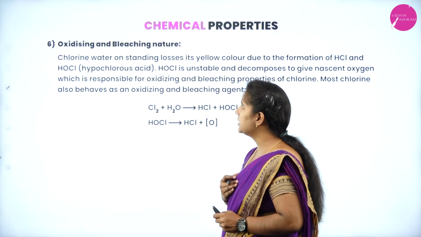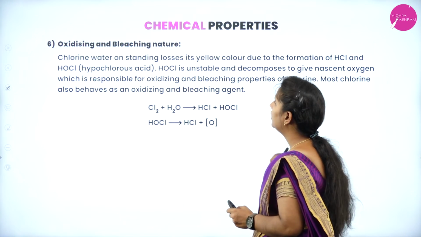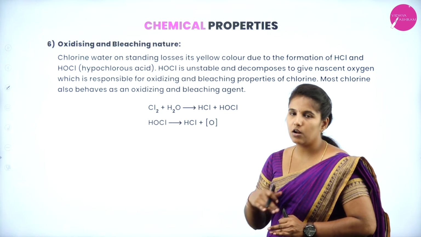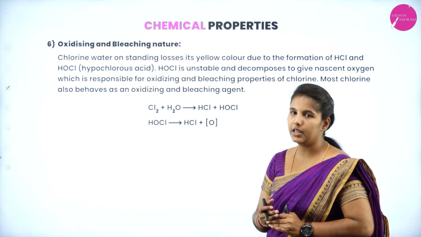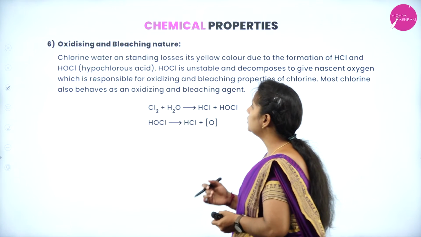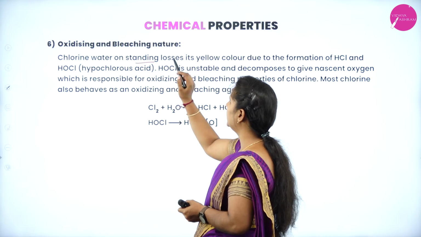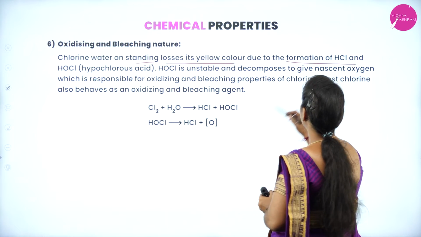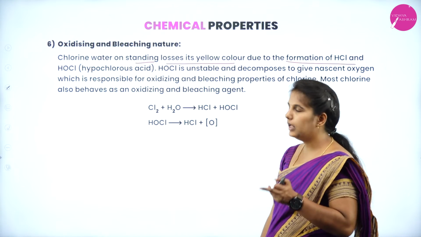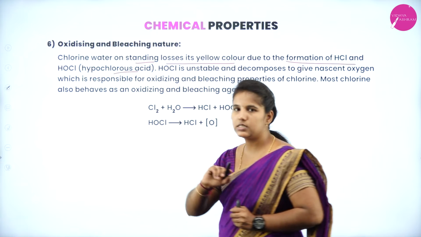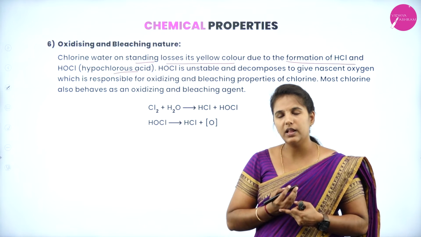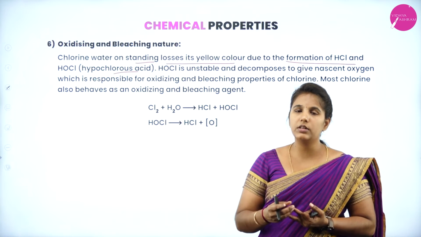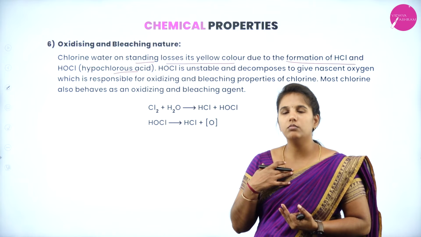Next is the oxidizing and bleaching nature of chlorine. We know that chlorine is a very good oxidizing agent and it also bleaches the slaked lime, thereby forming bleaching powder. Chlorine water upon standing for a longer time loses its color and becomes yellow due to the formation of HCl and HOCl, that is, hypochlorous acid. In hospitals they use chlorine gas as a sanitizing agent and keep the chlorine water for a longer time.